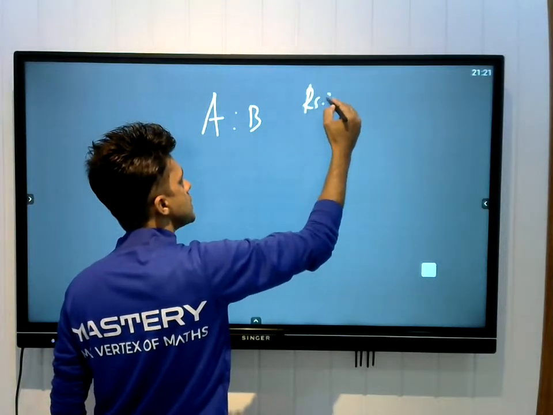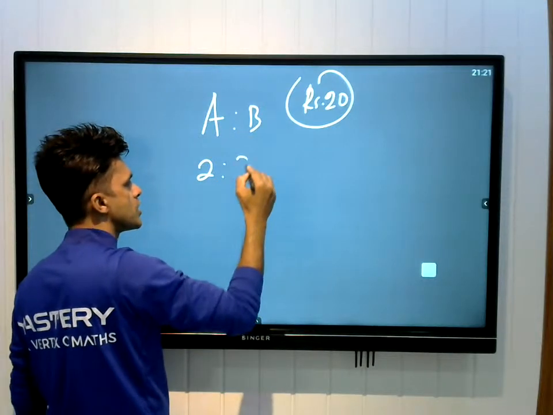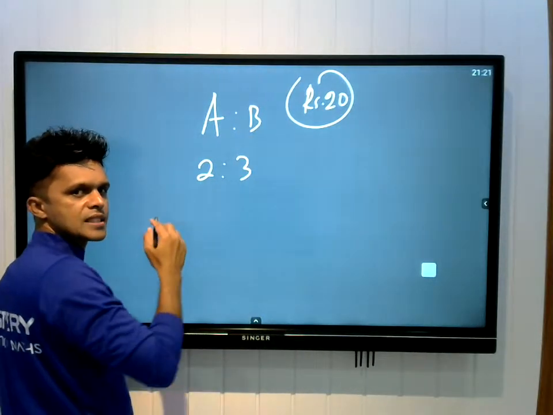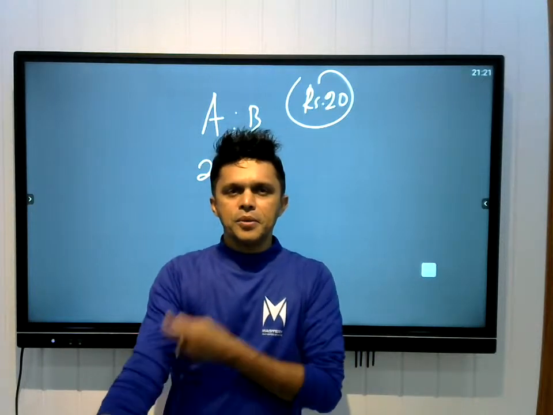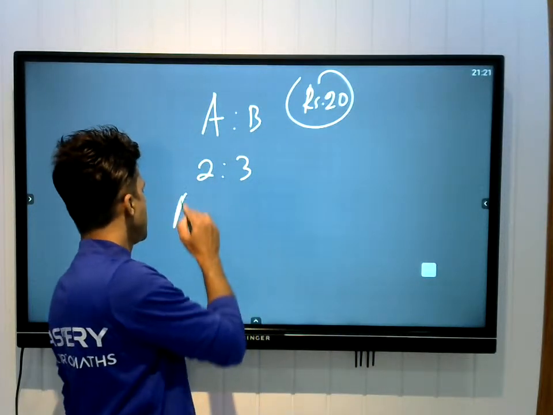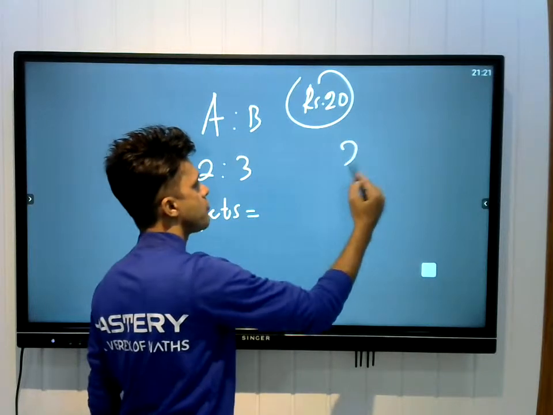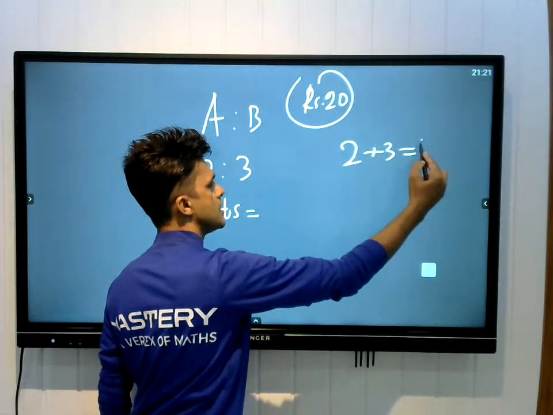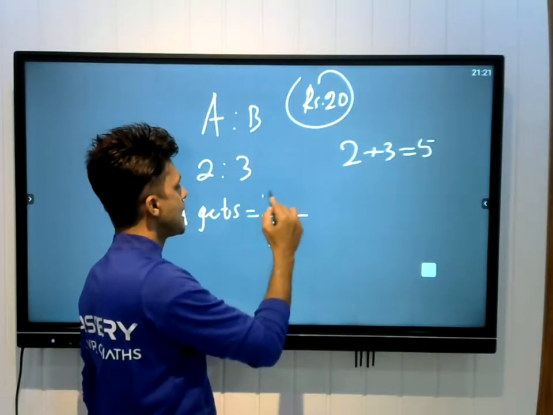20 rupees is divided between A and B in the ratio 2 to 3. Now we can get the amount taken by A. When it is divided, how can you get it? 2 plus 3 is 5. When 5 rupees is divided, A gets 2 rupees.